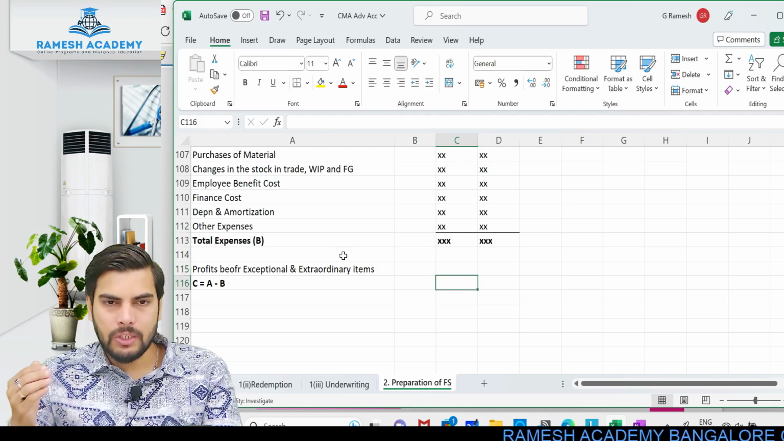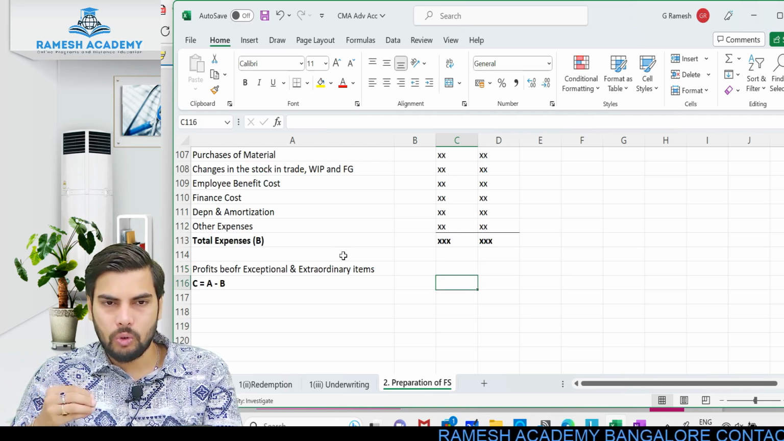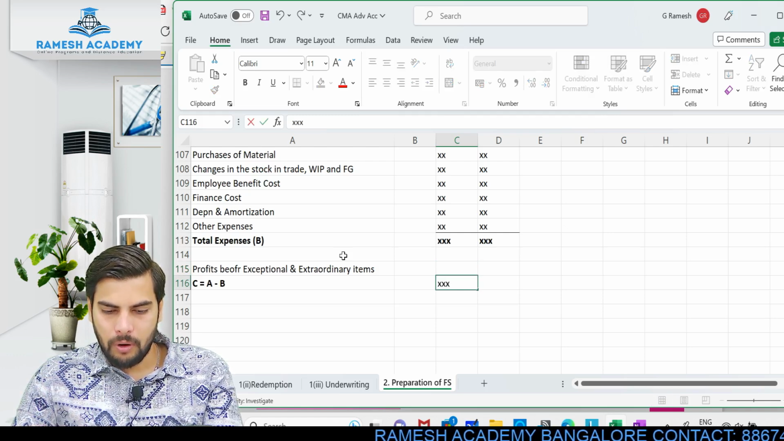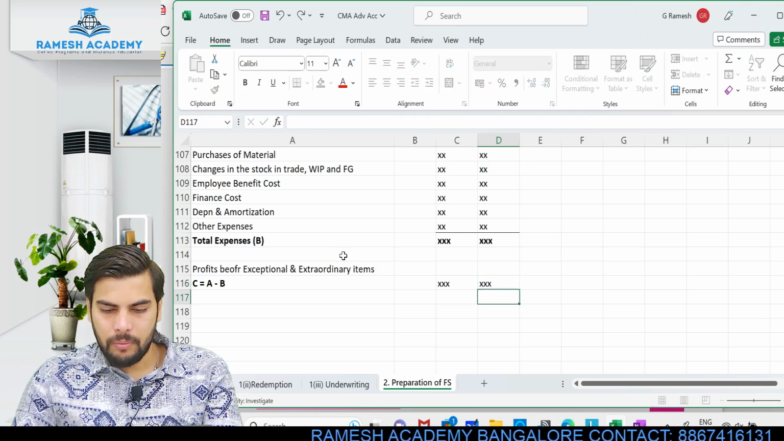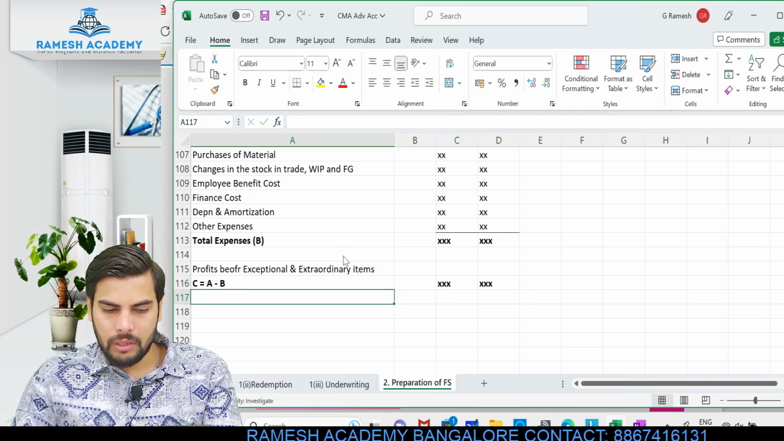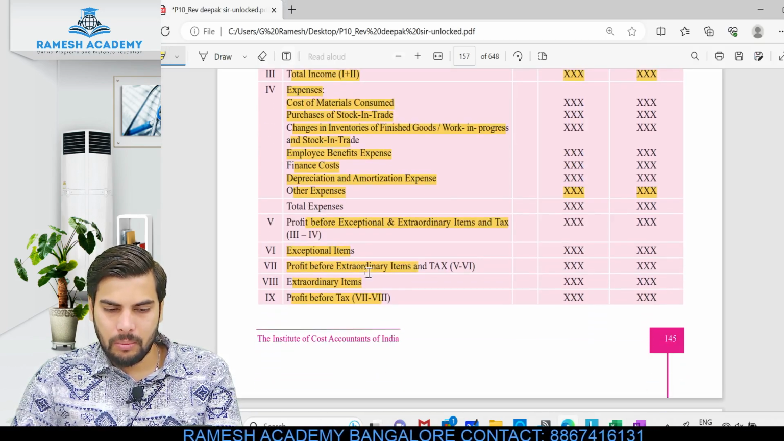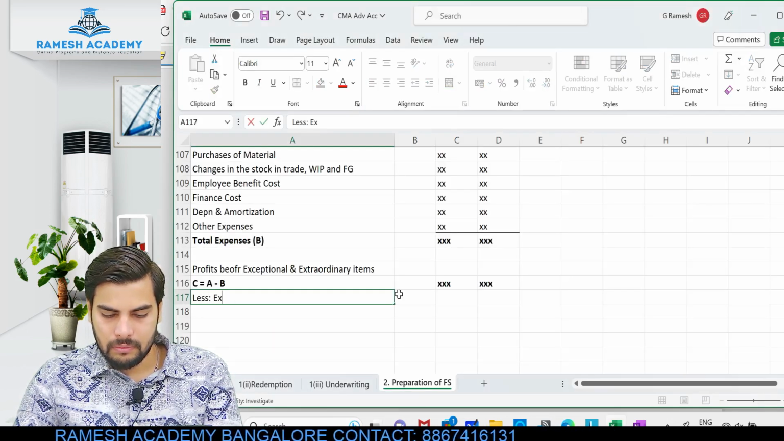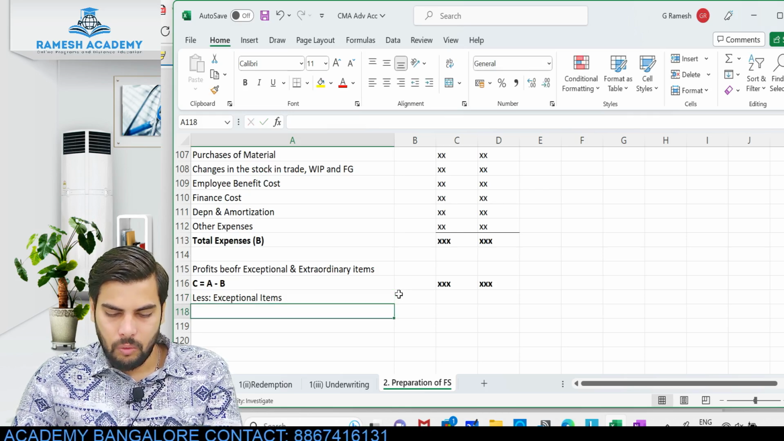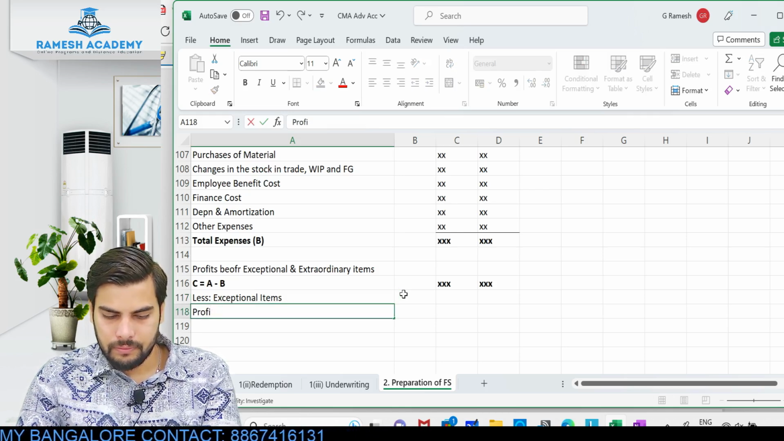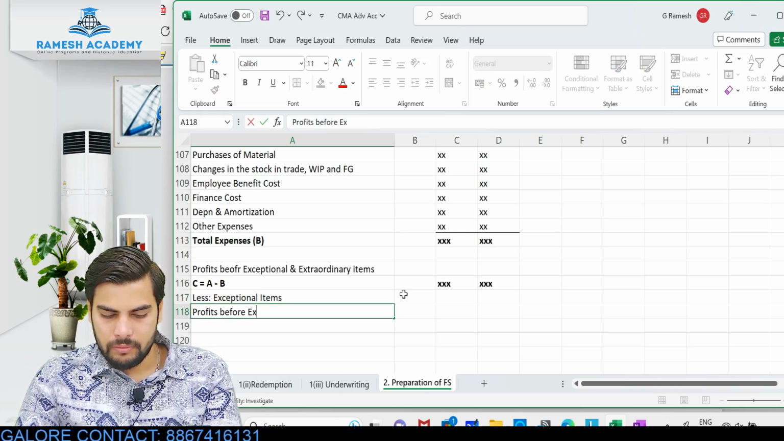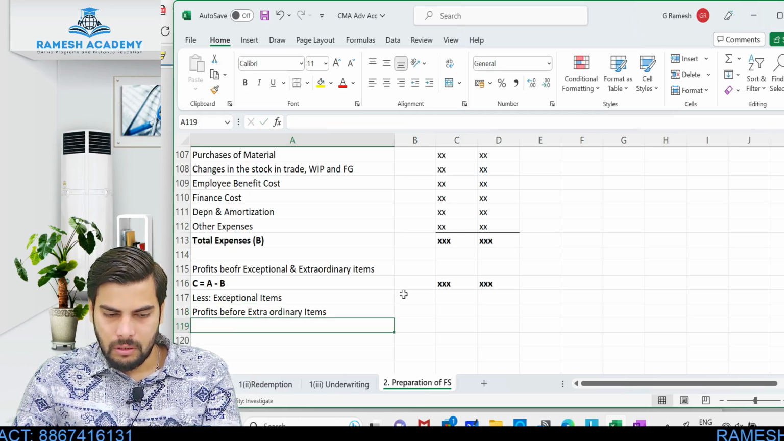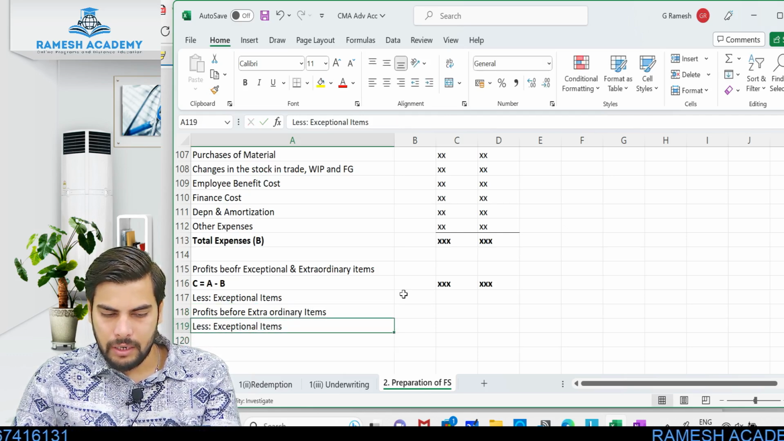Clear? So what is A? A is your total income. From the total income, if you deduct the total expenses, you will get to know this particular profit. This is the profit before exceptional and extraordinary item. From this you will have to deduct the exceptional items. What do we get? We get the profit before extraordinary item. Clear? From this, I deduct the extraordinary items.